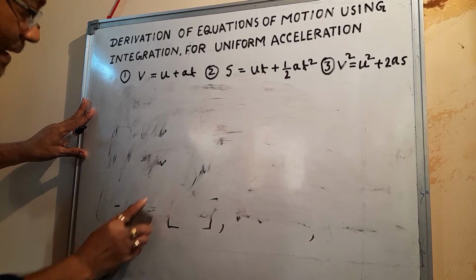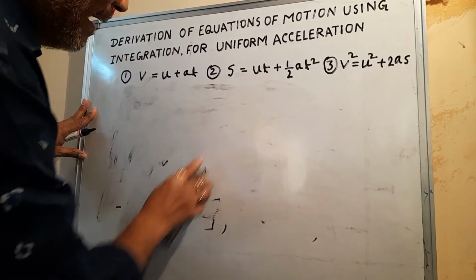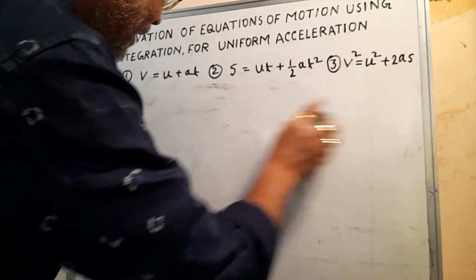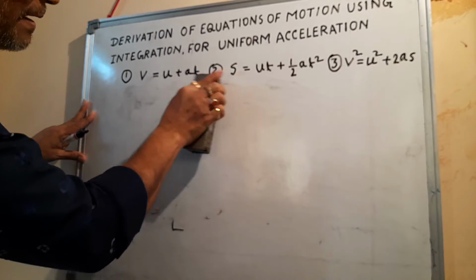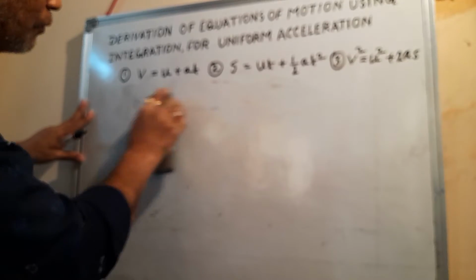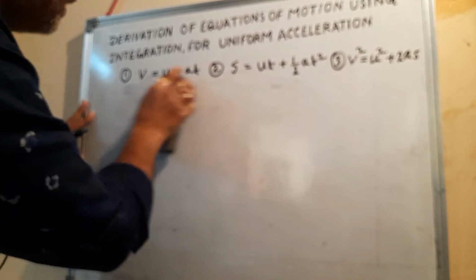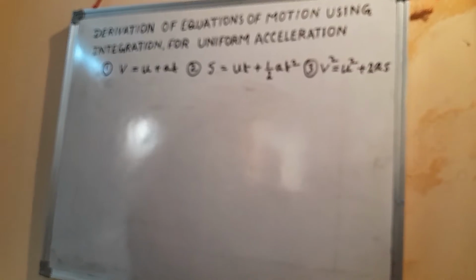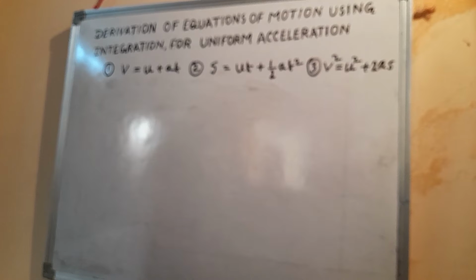Now we will derive the second equation of motion. We have already considered uniform acceleration, and the particle is moving from 0 to a distance. From this we will get the equation s equal to ut plus half of at square.